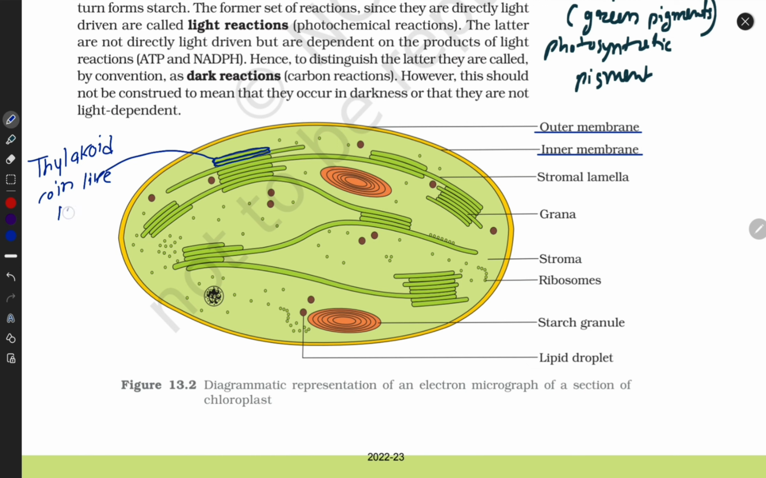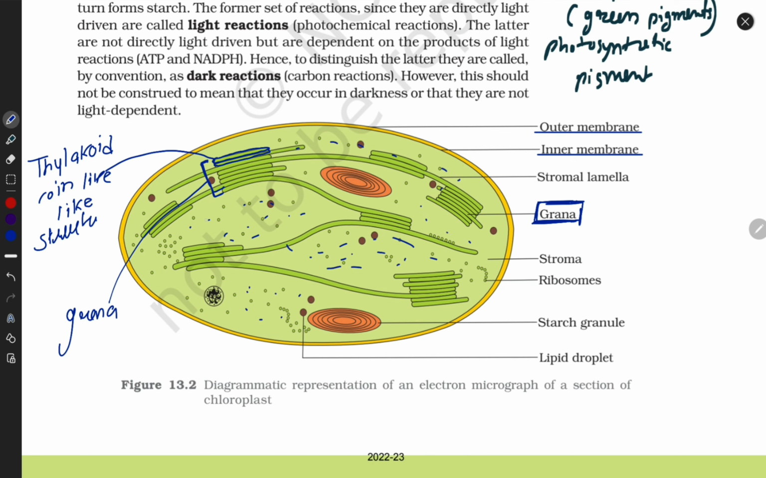The set of thylakoids, we call it a grana. They also contain a matrix part, like cytosol or cytoplasm. We call it the stroma. Here the dark reaction occurs.